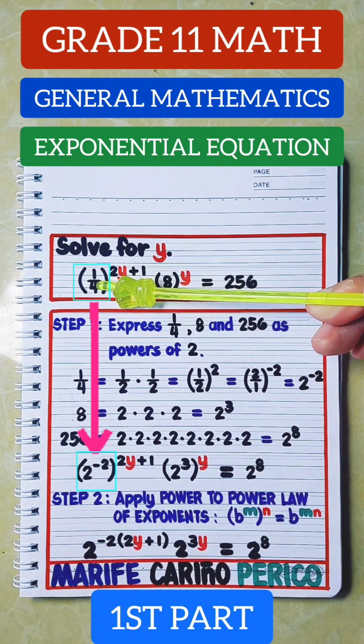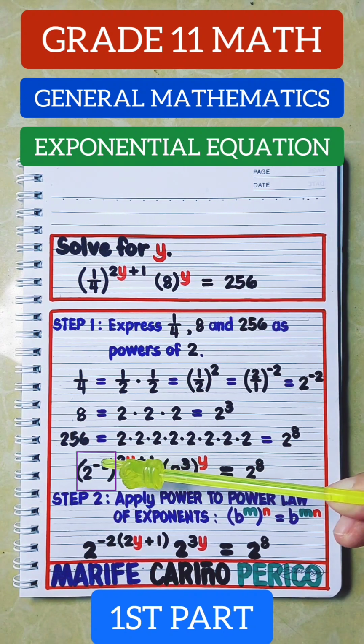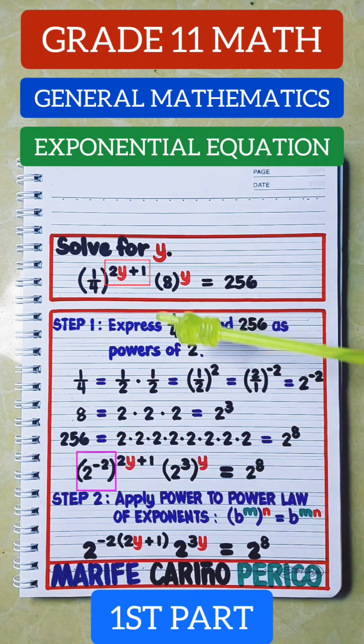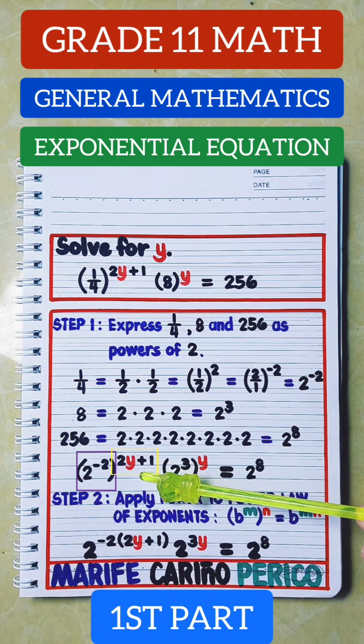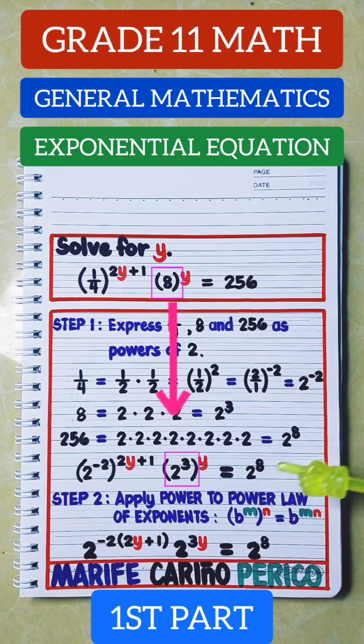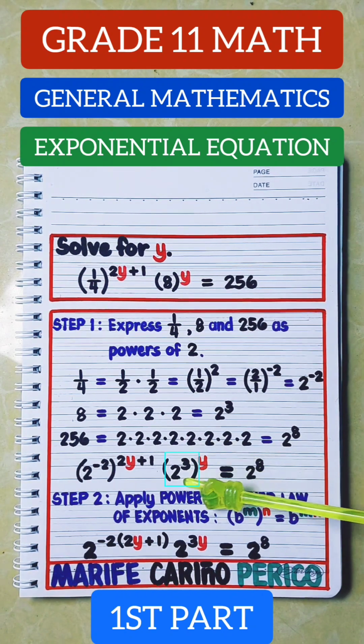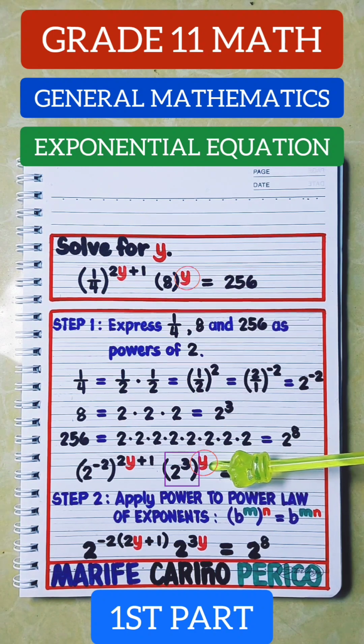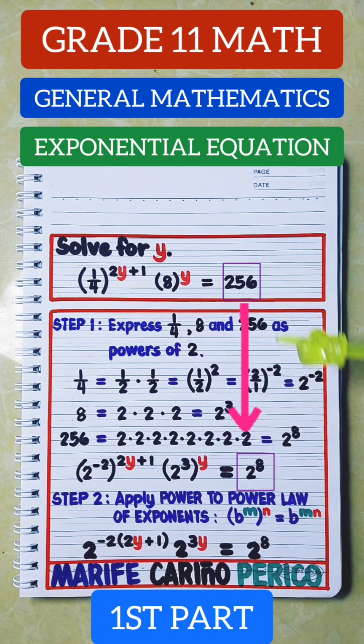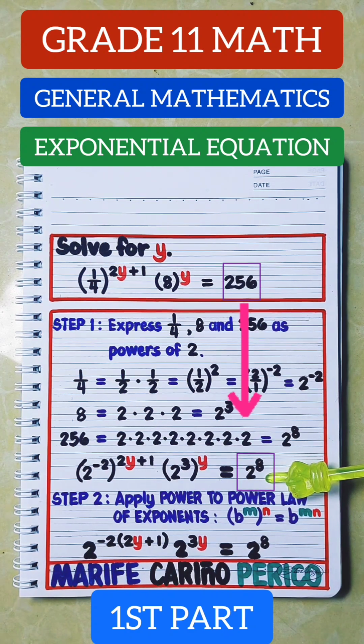1/4 becomes 2 raised to the power of -2, then raise this exponential number to the given exponent 2y plus 1. 8 is equivalent to 2 cubed, then raise this exponential number to the given exponent y. Then replace this term on the right side with its equivalent exponential number 2 raised to the power of 8.